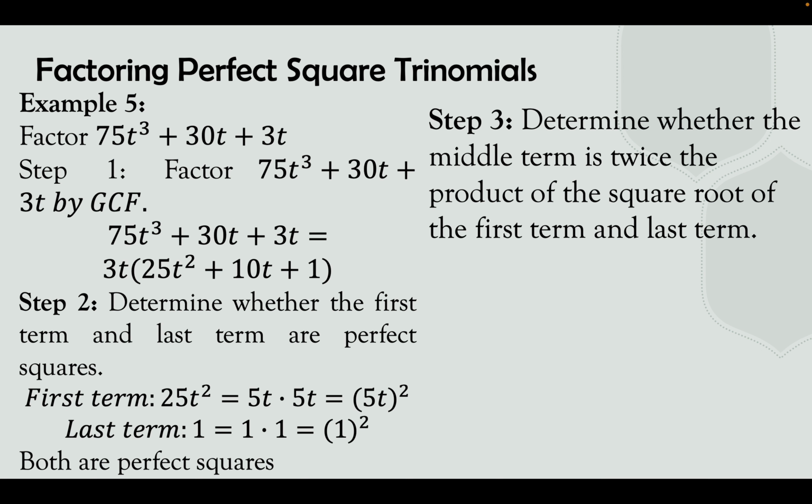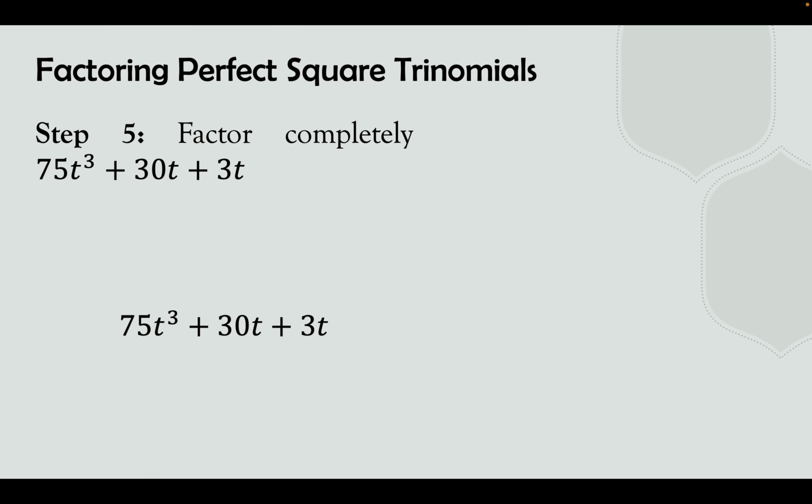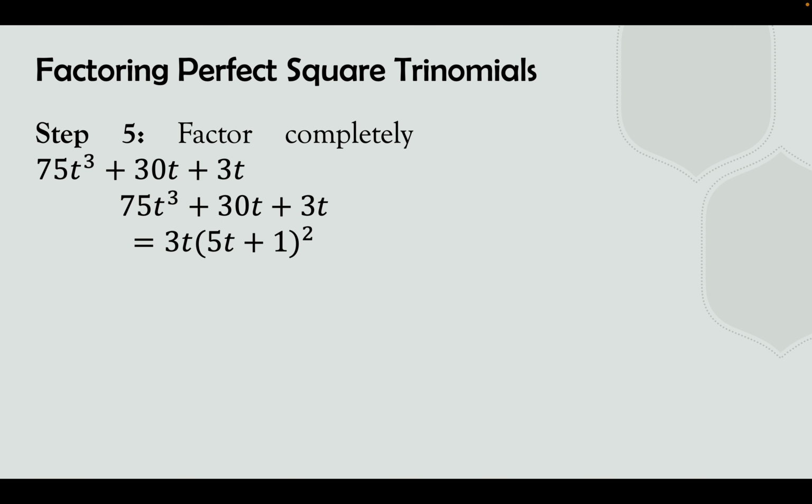Now step number 3, determine whether the middle term, 10t, is twice the product of the square root of the first term and the last term. So we have 10t equals 2 times 5t times 1. So 2 times 5t is 10t, times 1, 10t. Since conditions 1 and 2 are satisfied, that means 25t squared plus 10t plus 1 is a perfect square trinomial. Now, the factored form for this one is 3t times 5t plus 1 squared, or 3t times 5t plus 1 times 5t plus 1.